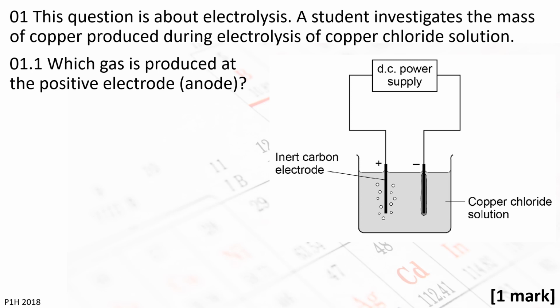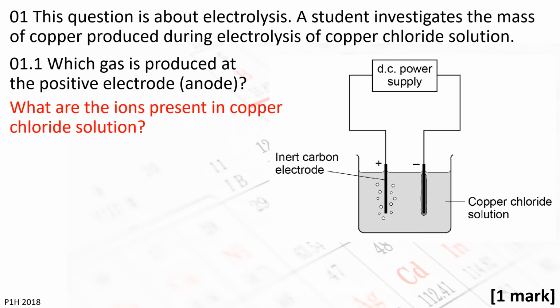When aqueous electrolysis is carried out, we have to remember that as well as the ions in the compound, there are also H+ ions and OH- ions present. This is because some of the water molecules also dissociate.